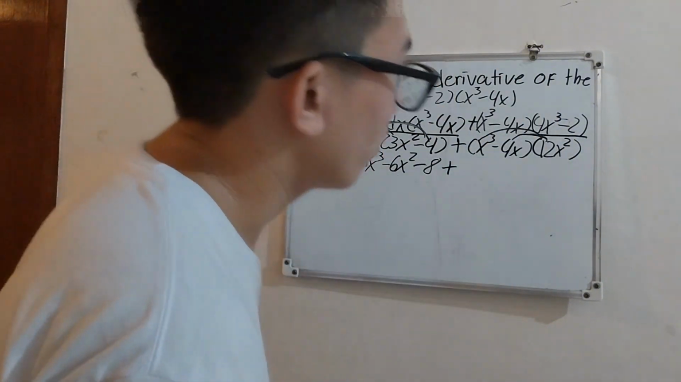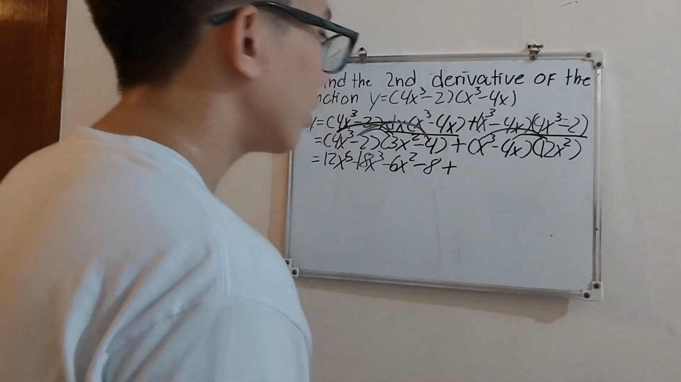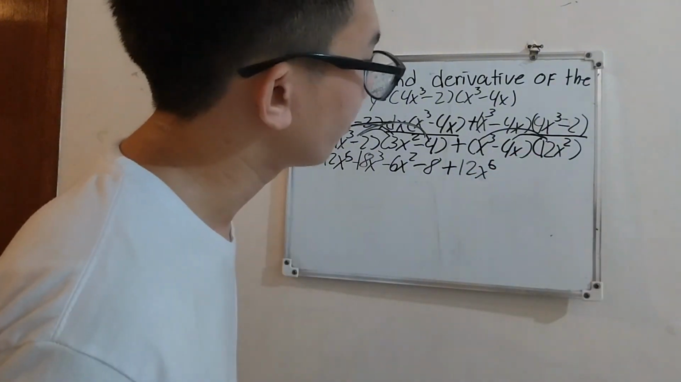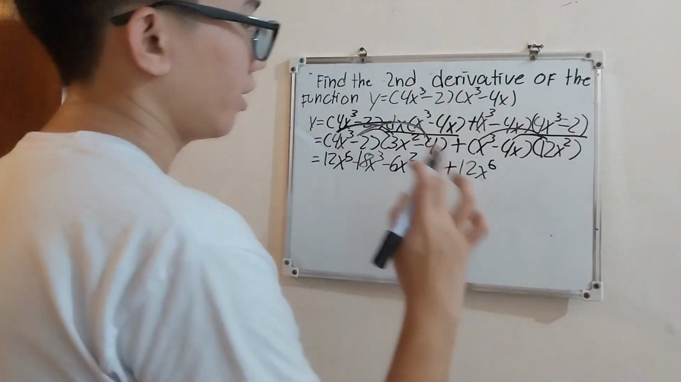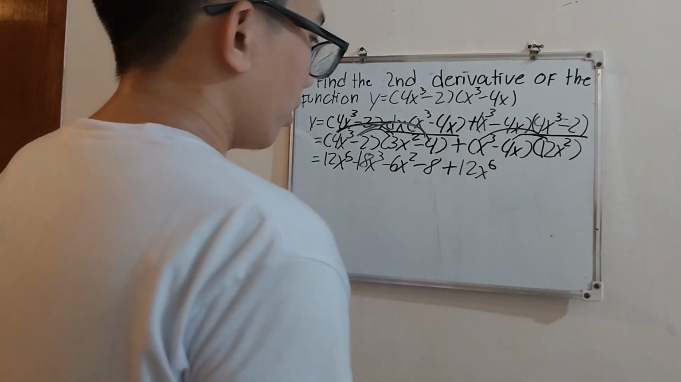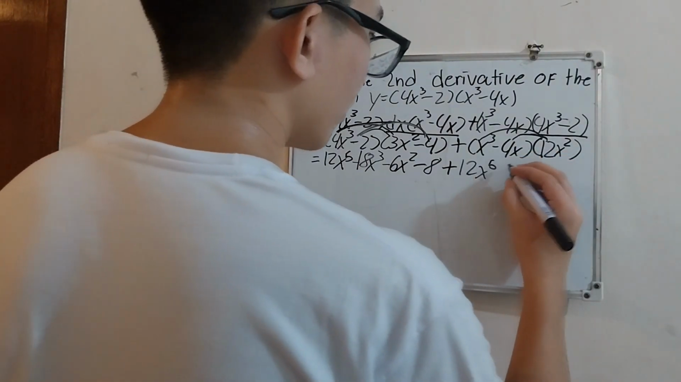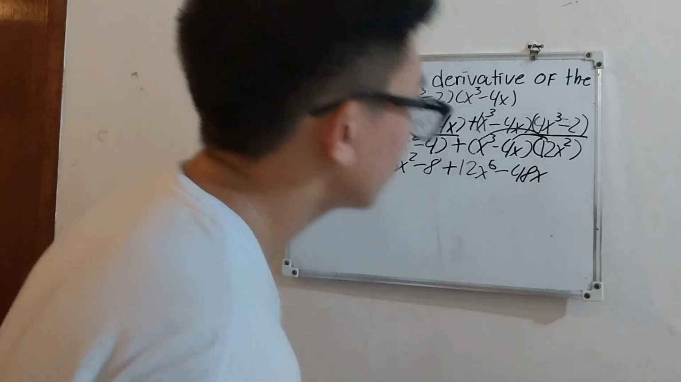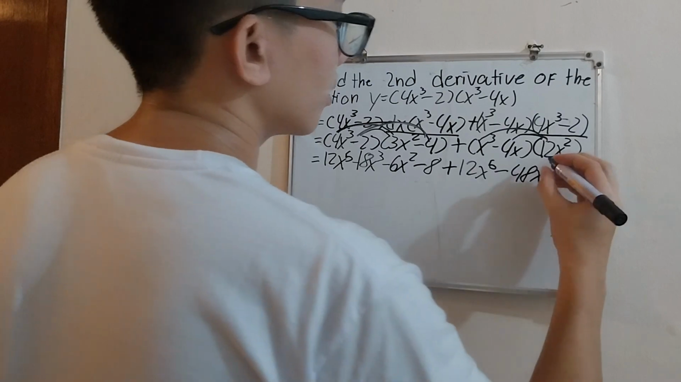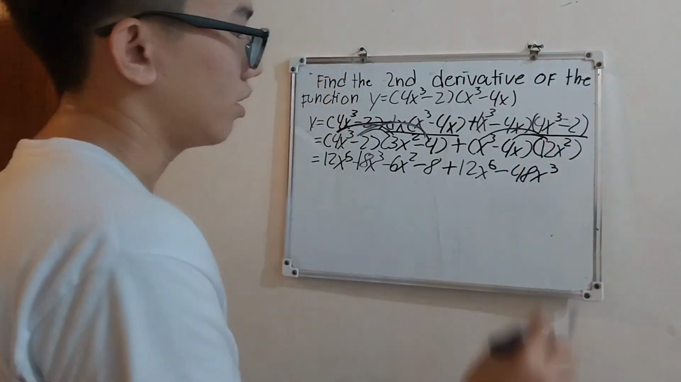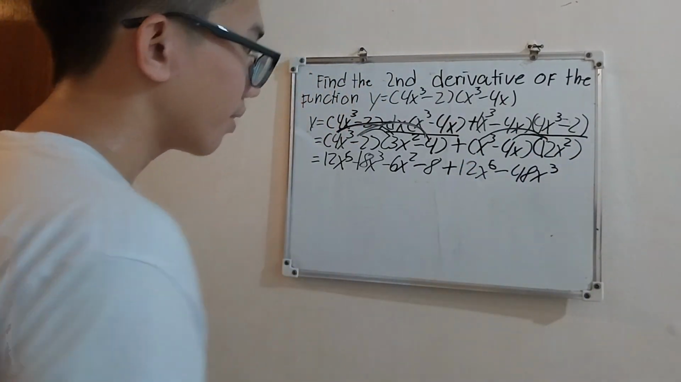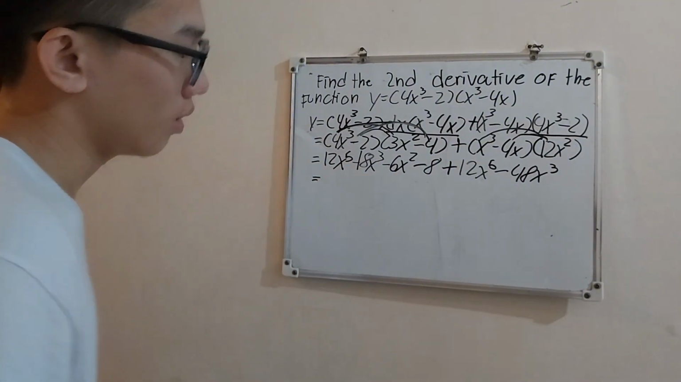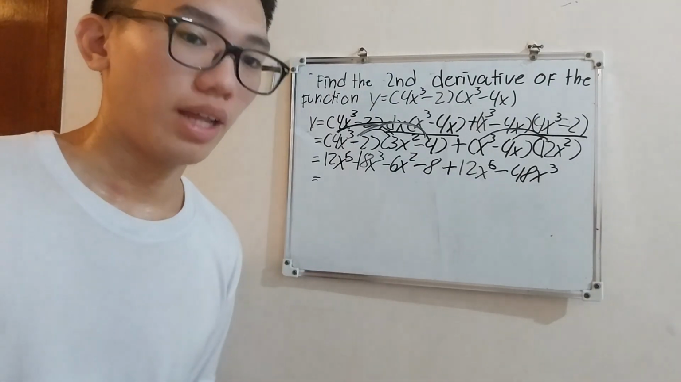So x cubed times 12x squared is equal to 12x^5. And then negative 4x times 12x squared is equal to negative 48x cubed, since 1 plus 2 is equal to 3. Prior to that distributing, you can now combine or add the like terms.